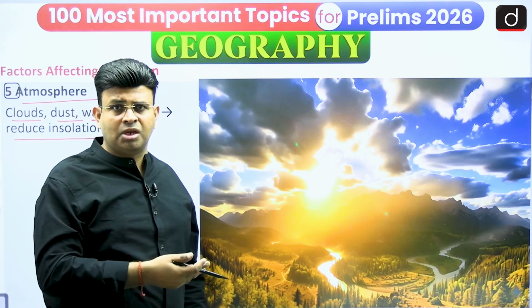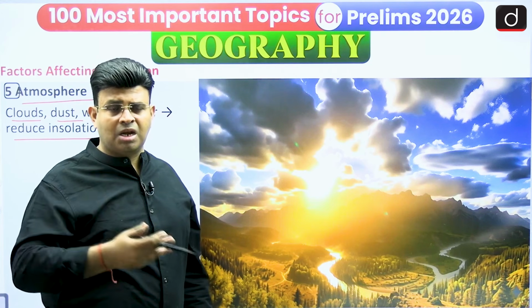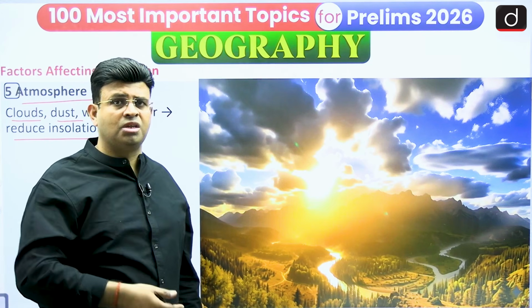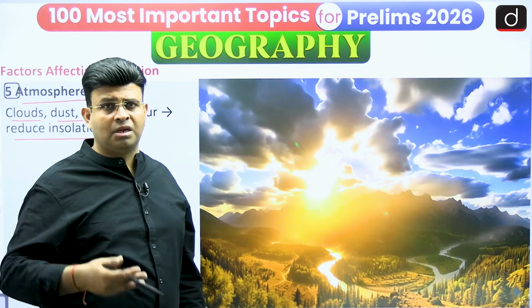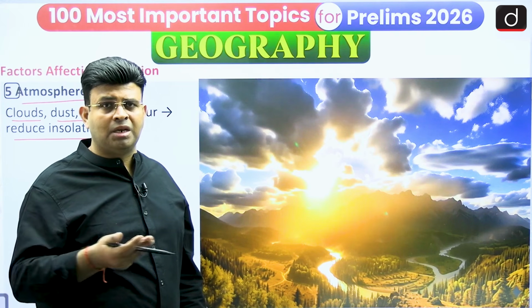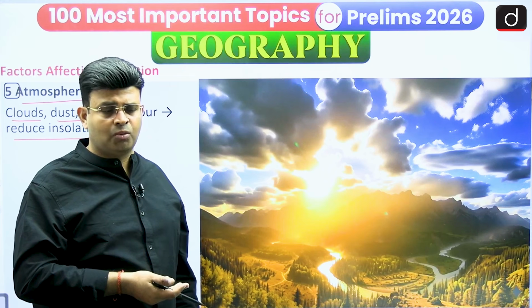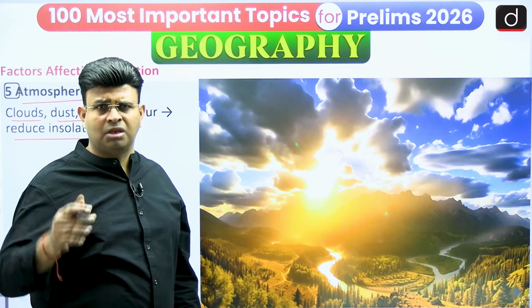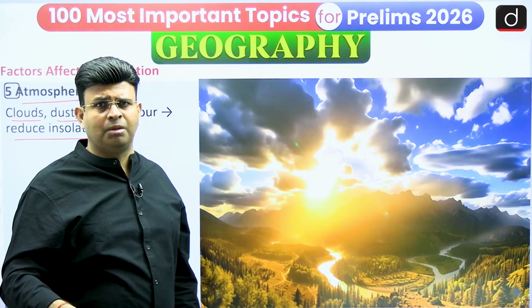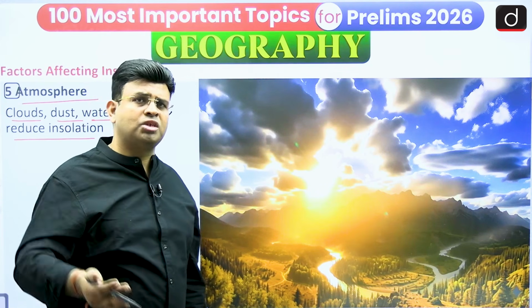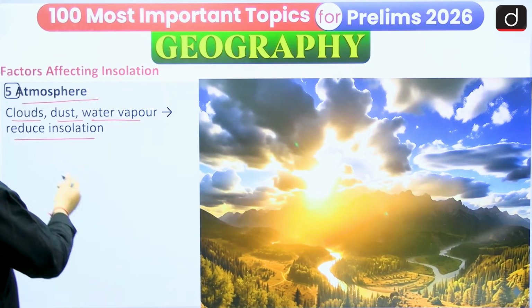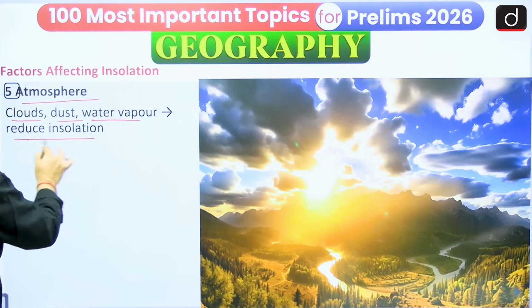But in the tropical region of India, when the cloud coverage is not there, the heating is more. Sometimes people think the equatorial region is more heated than the tropical region. Yes, the sun is more overhead there, but if the cloud reduces the heating intensity, so cloud, dust, and water vapor reduce insolation.